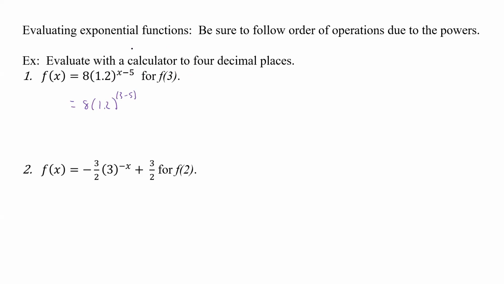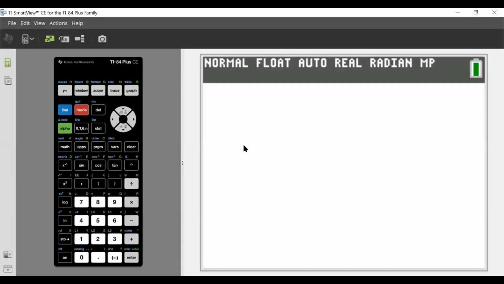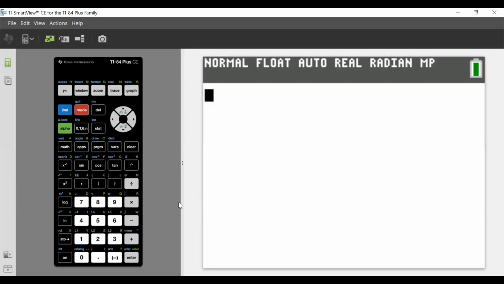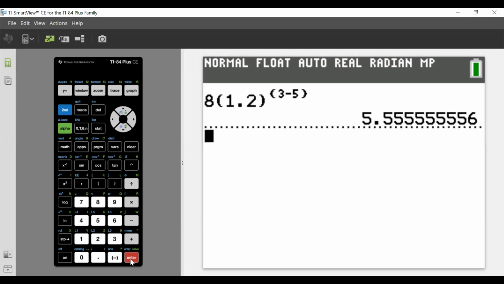And so when we do that, I'm going to go over to our calculator and type it in as we see it there. So what we had was 8, then a parenthesis, then 1.2, and another parenthesis, raised to the power, and now we had a difference, a 3 minus a 5 in parentheses, and that should give us our answer. So it's 5.555555, and then they rounded that last one up to a 6.